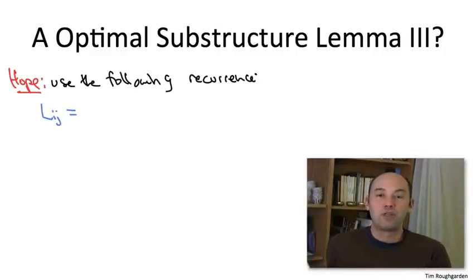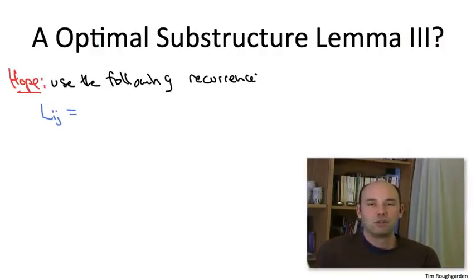Recurrences generally follow from a thought experiment about what optimal solutions have to look like. So you want to focus on a particular subproblem, a given destination j, and a given budget i on the number of edges. You'd say, well, let's think about an optimal solution. So what is that? That's a path. It starts at 1. It ends at j. It has exactly i edges. It has no repeated vertices. And amongst all such paths, it has the minimum length.